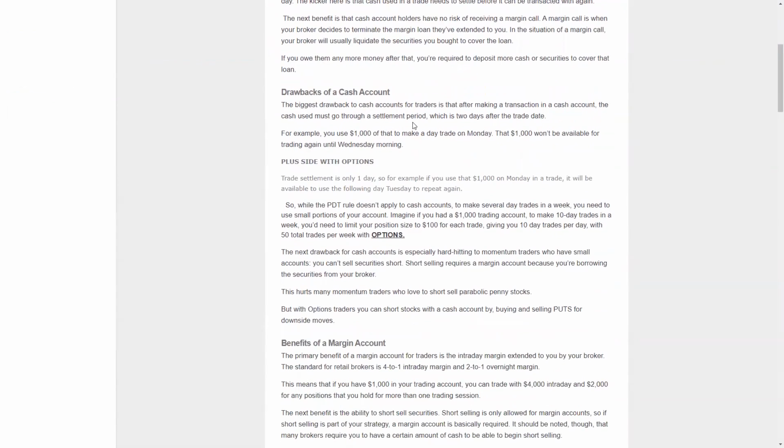Now, drawbacks of this cash account. The biggest drawback to cash accounts for traders is that after making a transaction in a cash account, the cash used must go through a settlement period, okay, which is 2 days after the trade day.